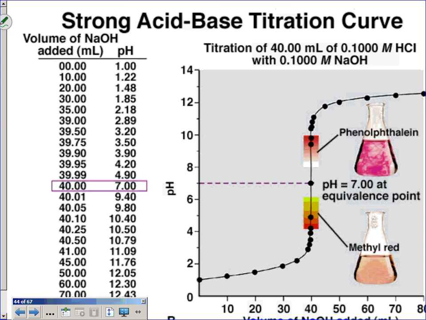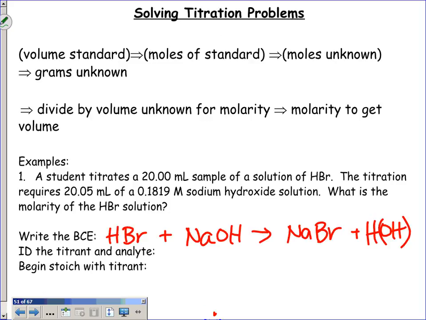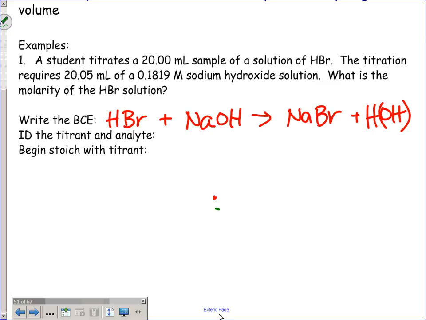So, in this situation, who is the known? Because you know what about it? The molarity and volume. So, underneath sodium hydroxide, I'm just going to write my information out: 20.05 milliliters and 0.1819 molar. What do you know about the acid?